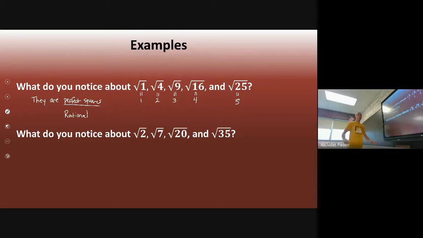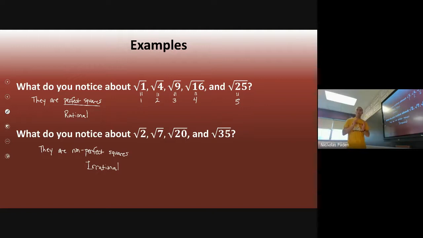Notice, do we know what the square root of 2 is? The square root of 7 or 20 or 35? We don't. So we call these non-perfect squares. And non-perfect squares, remember, are irrational. So the square root of 2 is irrational, 7, the square root of 20, those are all irrational because we don't know what those are. Okay, we can't just find those without a calculator, so that means they're going to be an irrational number.